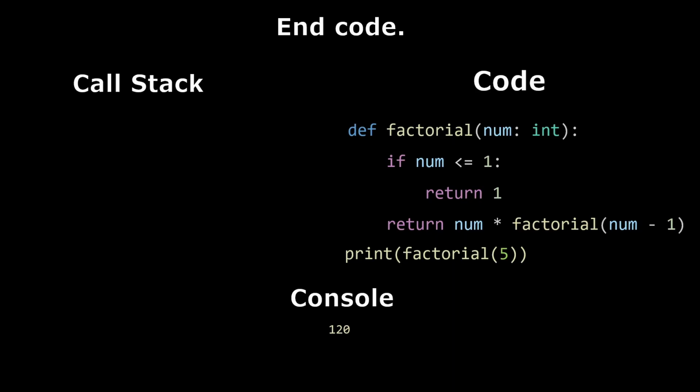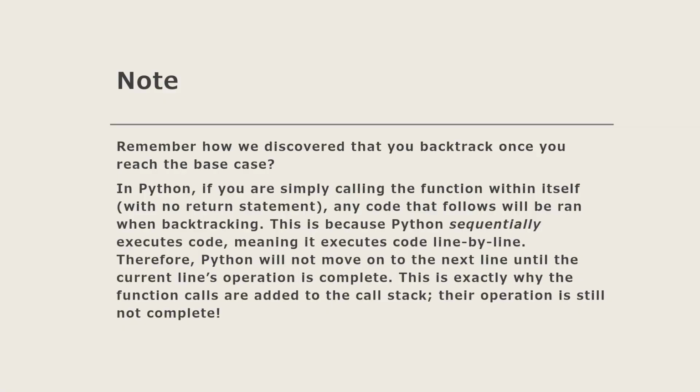It keeps on going until it reaches the base case. And then once it reaches the base case, it does something called backtracking, and it basically goes back in the call stack in order to complete the function calls. So yeah. And as I mentioned earlier, in Python, if you are simply calling a function within itself with no return statement, any code that follows will be run when backtracking. Because again, Python sequentially executes code, meaning it executes code line by line. So if you're not returning anything, once it backtracks, after it runs that function, it's going to then run anything that comes after it if you don't include a return.